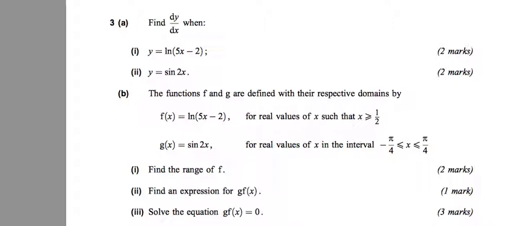For part B, it then carries on, and you need to find the range of f. So remember, range is for all the possible y values. So as x is more than or equal to a half, then if x was a half, we get 5 halves, which is 2.5, minus 2. So that's a half. So log of a half is the minimum value that y or f of x can take, and then the highest value is just infinity.